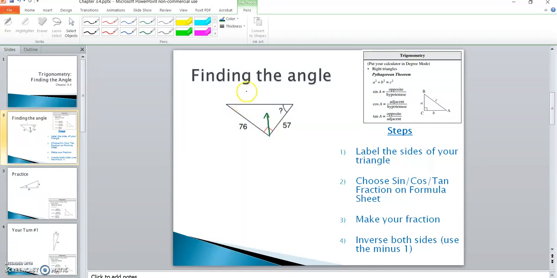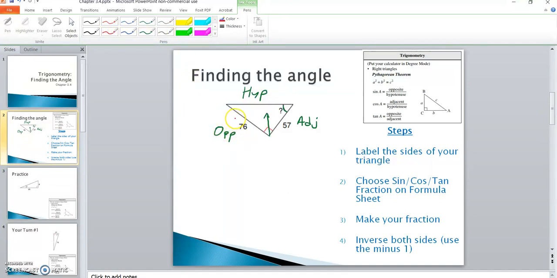And I'm going to do that by drawing an arrow through the right angle, and that will be my hypotenuse. The angle connects with the adjacent, and the only side left over is my opposite. So now that I have labeled the sides of my triangle, I'm going to choose the sine, cos, tan fraction on the formula sheet.